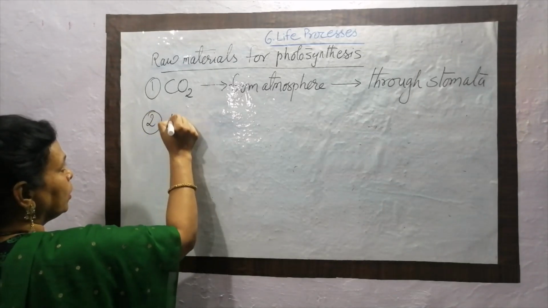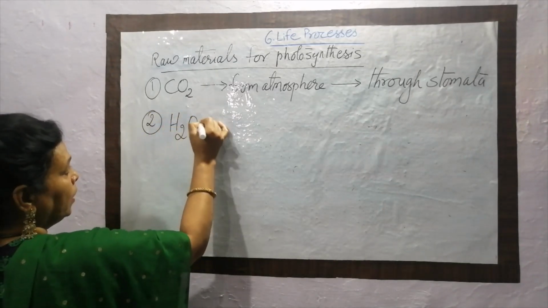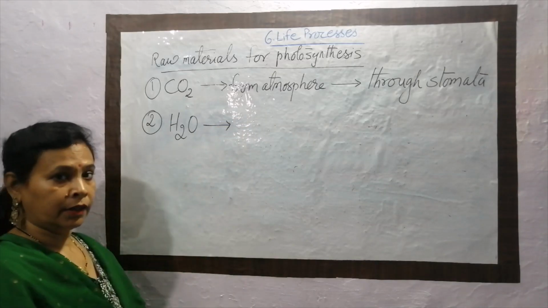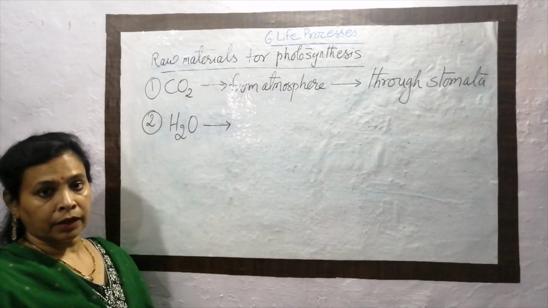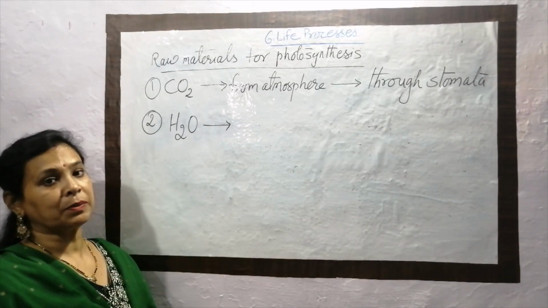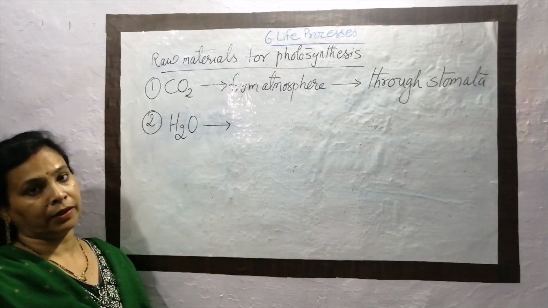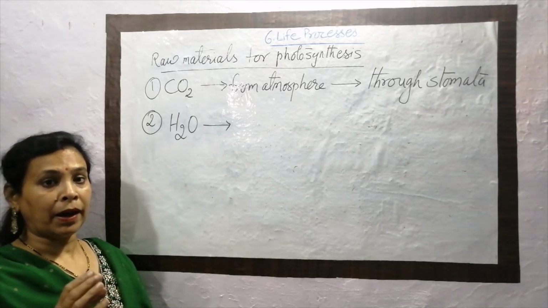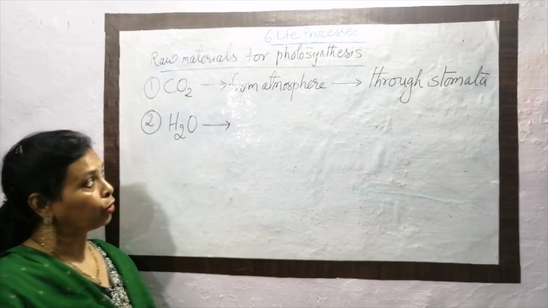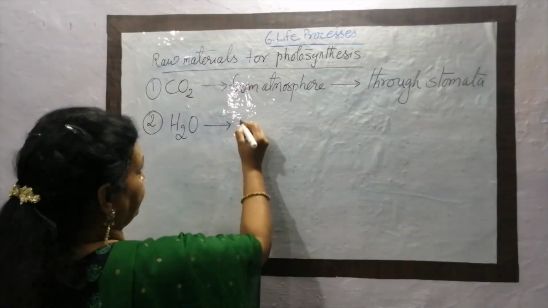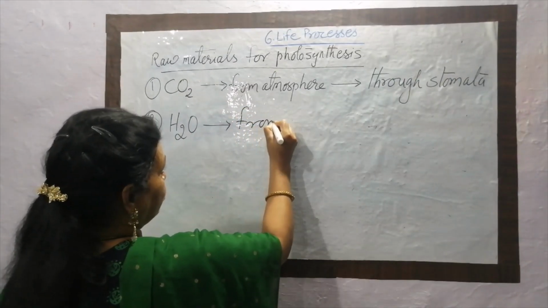Okay. The second raw material is water. We have to give water to the plant. That's watering of plant. हम पानी देते हैं, कहाँ देते हैं? रूट्स में देते हैं. ठीक है, हम सॉइल में पानी देते हैं. So from where does the plant get water? Plant gets water from roots.